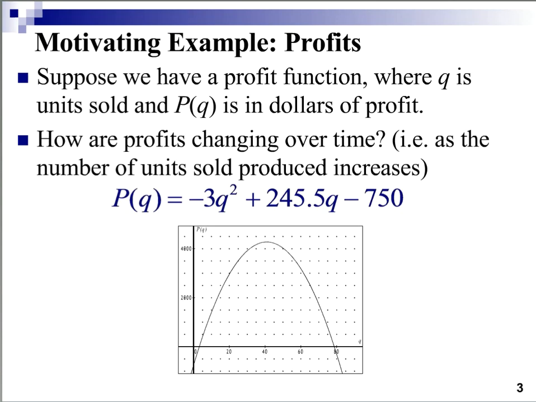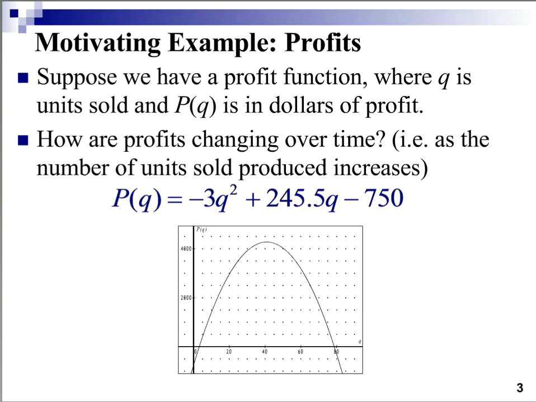So let's start first with a motivating example. We'll come back to this and do some computations on it later, but first let's just see the kind of question that we want to be able to address here. So here's a profit function that we saw back in topic 1. Recall that Q is quantity of items sold and produced, and P of Q on the vertical axis is total dollars of profit.